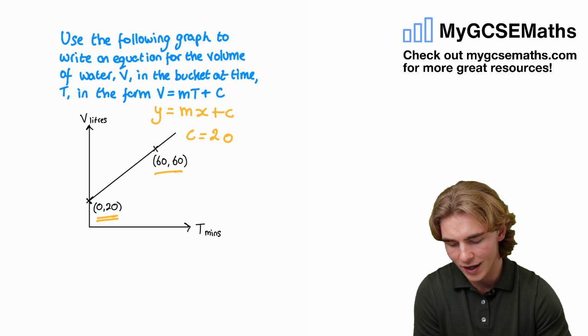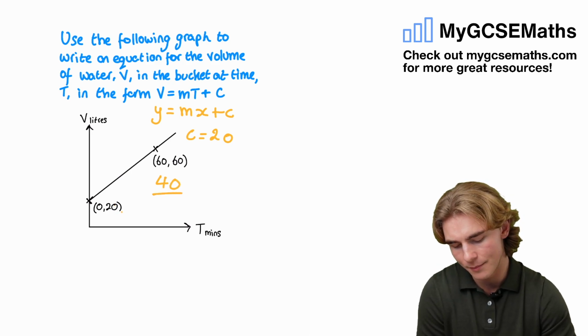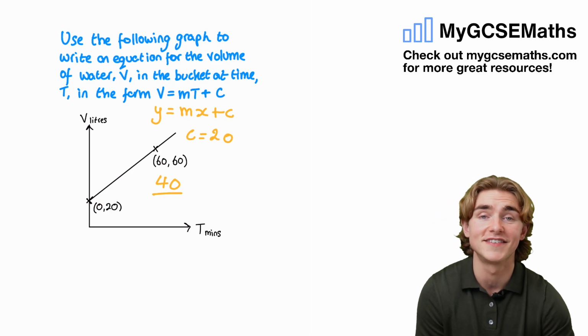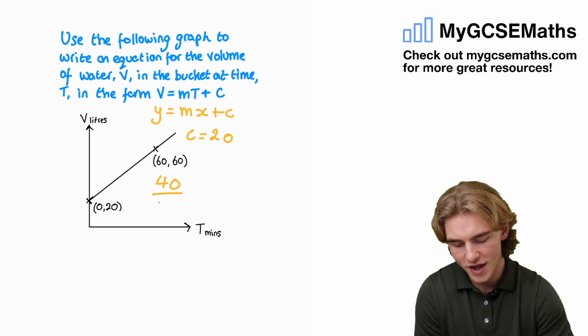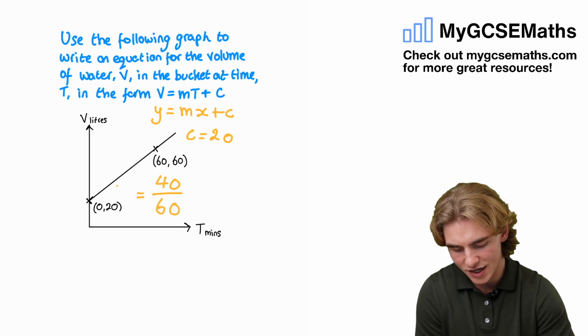What's our change in y, guys? Well, in the y direction, we go from 20 to 60, so the change is plus 40. And what about in the x direction? The change is from 0 to 60, so it's going to be a change of plus 60. So we go 60 across in the x direction and 40 up in the y direction. Let me just write change in y divided by change in x to make that super clear.